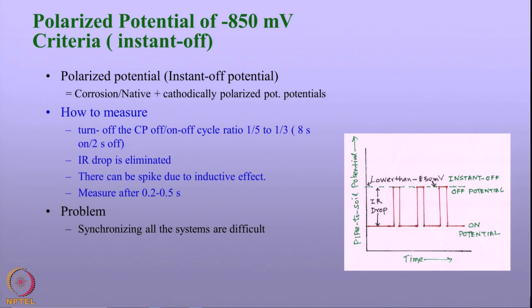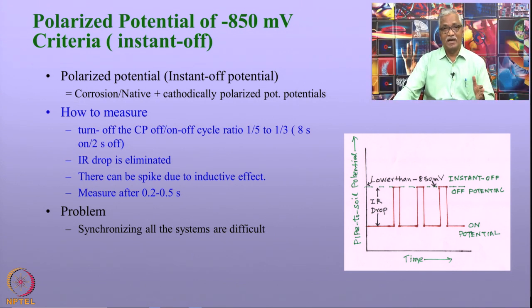In order to overcome the IR drop offered by the soil between the pipeline or the structure and the reference electrode, another criteria has been devised, and this criteria is called the instant off criteria. The principle of this criteria is as follows. If a current is passed across a resistor and if you turn off the current, the phase lag between the current and the potential is zero. That means, if you turn off the current instantaneously, the potential drops, corresponding to the resistance offered by the circuit.